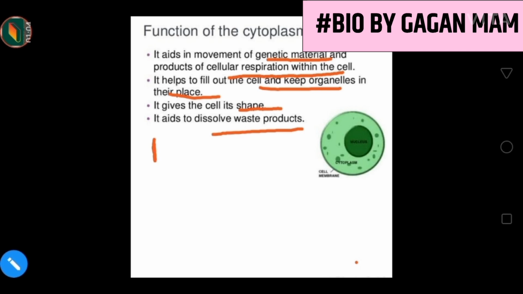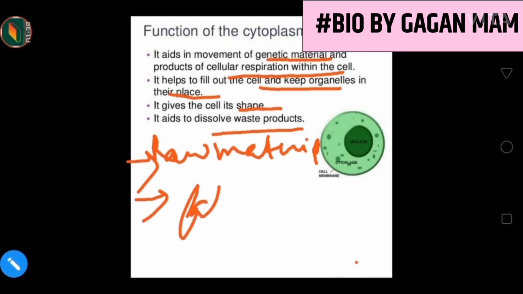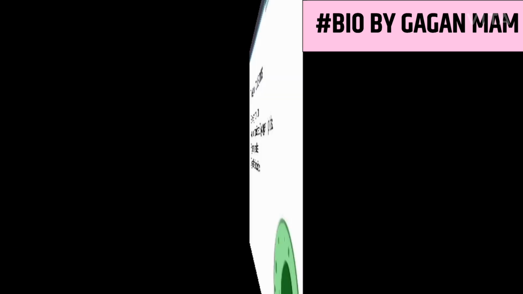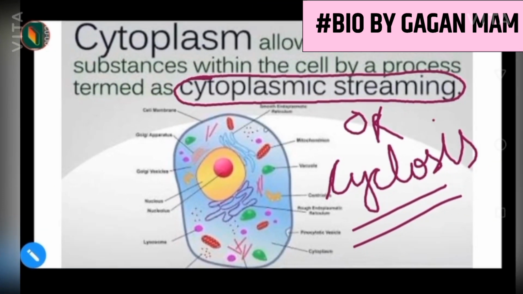It also stores raw materials for its metabolism as well as the functioning of different organelles. Cytoplasmic matrix contains enzymes for the synthesis of fat, several carbohydrates, nucleotides, proteins and coenzymes. It's responsible for the exchange of materials. Now we are going to discuss cytoplasmic streaming or cyclosis. Cytoplasm allows movement of substances within the cell by a process termed cytoplasmic streaming.